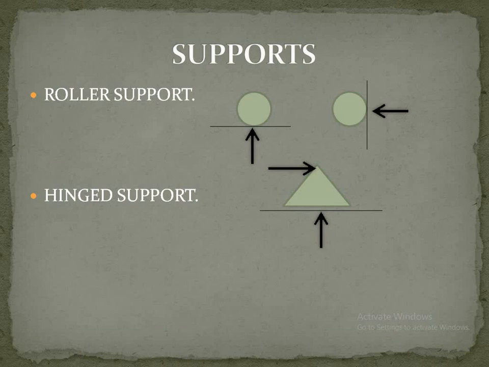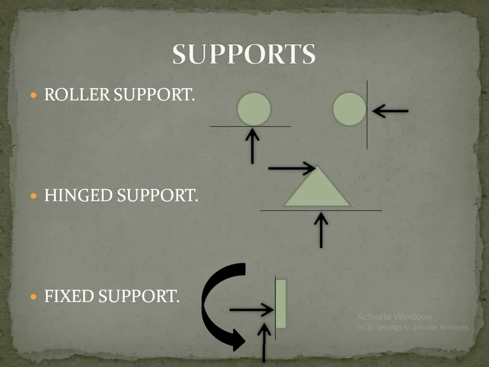The very important thing about the hinge support is that the door can rotate easily. It means there is no reaction which resists the rotation. So hinge support has only two reaction forces, in the X and in the Y direction. The third support is the fixed support. The fixed support has the following three reactions: in the X, in the Y, and the rotation.